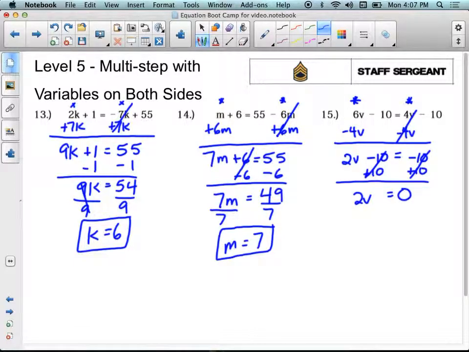Okay? Now I want to get 2v. I want to get the 2 away from the v. I will divide by 2, and that will leave me with v equals 0. Okay? Again, just to sum this up, what we're going to do is add or subtract to get all of our variables on one side, and then it's just like a two-step equation. We move the constant term, we divide or we multiply to get the variable alone.